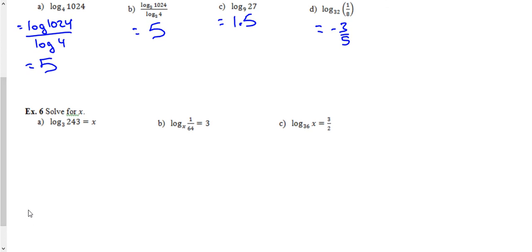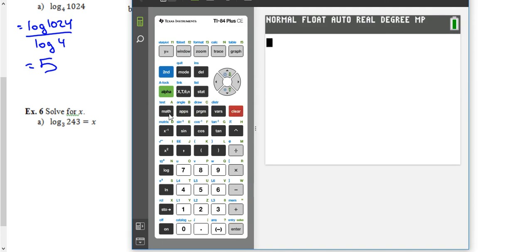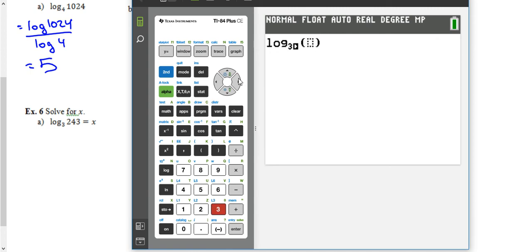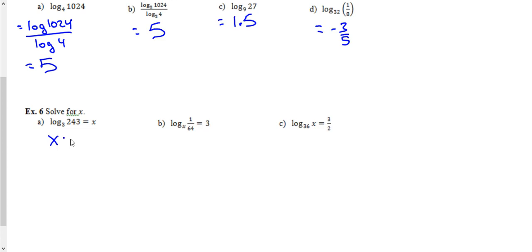In example number 6 here, we're going to try to solve for x. So again, how can you solve this? Either one, if you know where x is, you could type it into your calculator, or two, you can solve it longhand. If I'm just looking for the answer, I can just type it in. So this is going to be log base 3 of 243. That's going to get me x equals 5. That was straight off of our calculator.